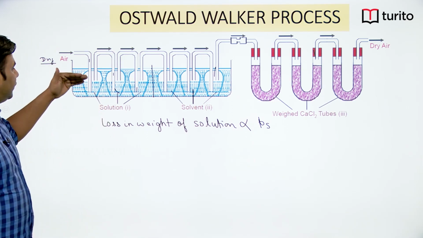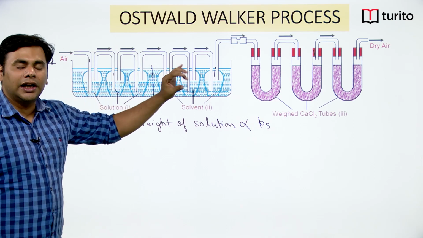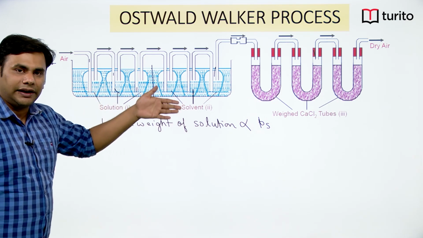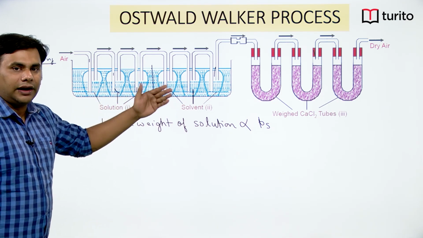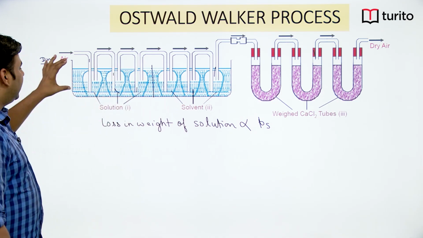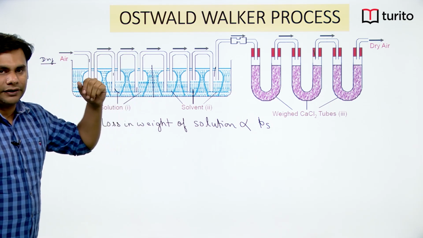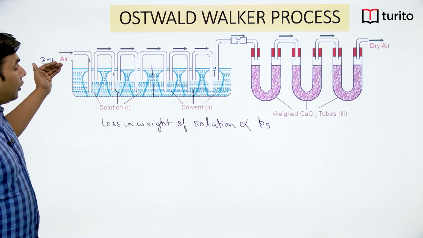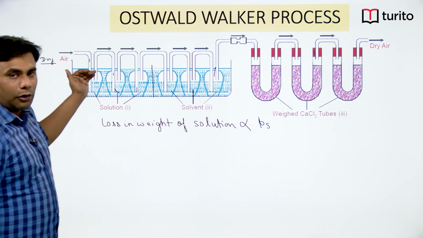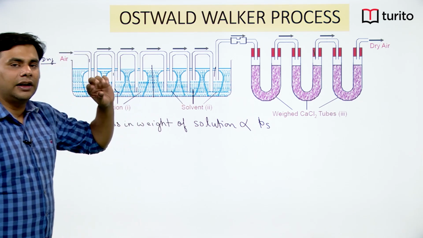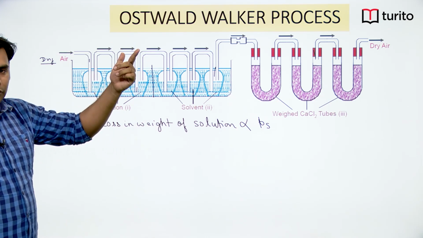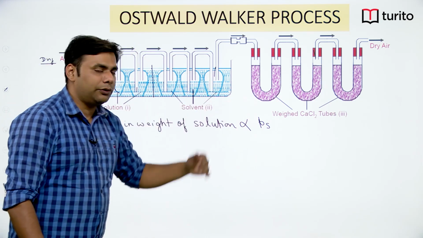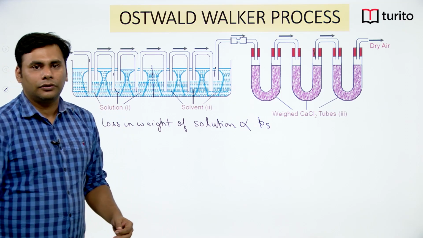So when you are passing the dry air, the vapor which is present above the solution will be taken up by the dry air, and the dry air would become moist, and eventually the weight of the solution would decrease. So the loss in the weight of solution would be proportional to the amount of vapor which the dry air is carrying. Now the amount of vapor in the solution would be proportional to its vapor pressure.